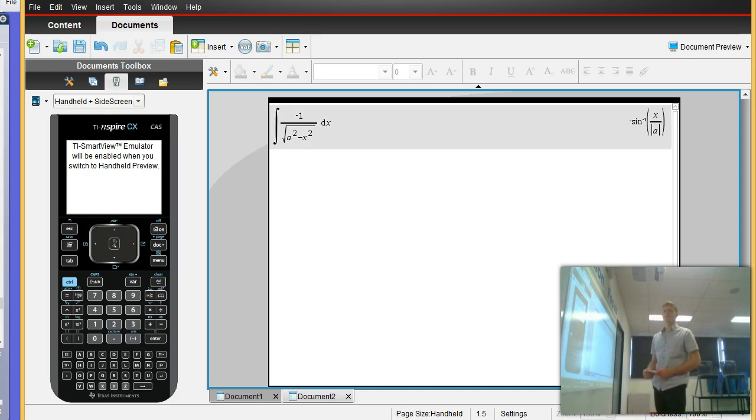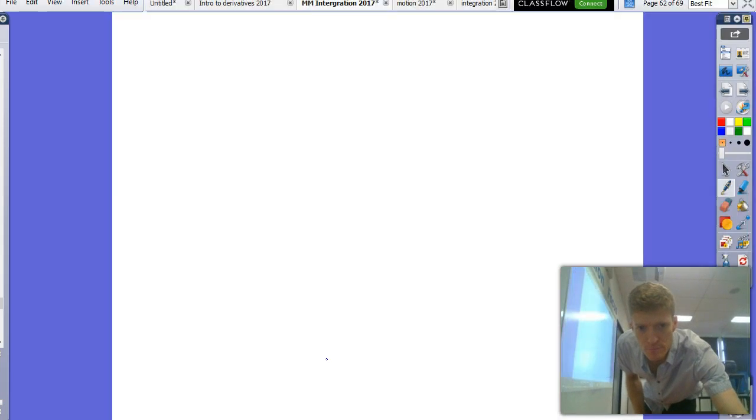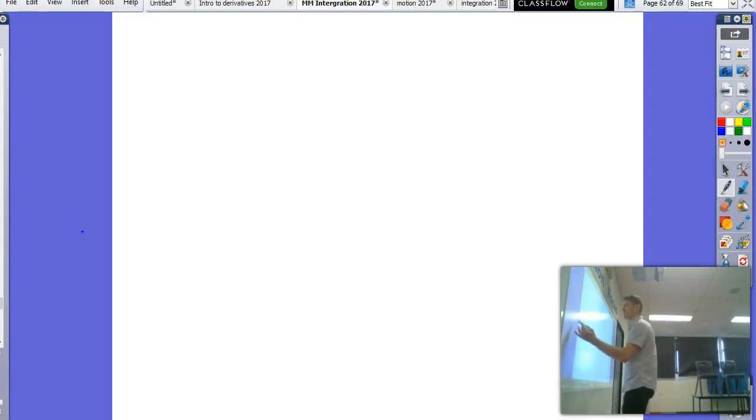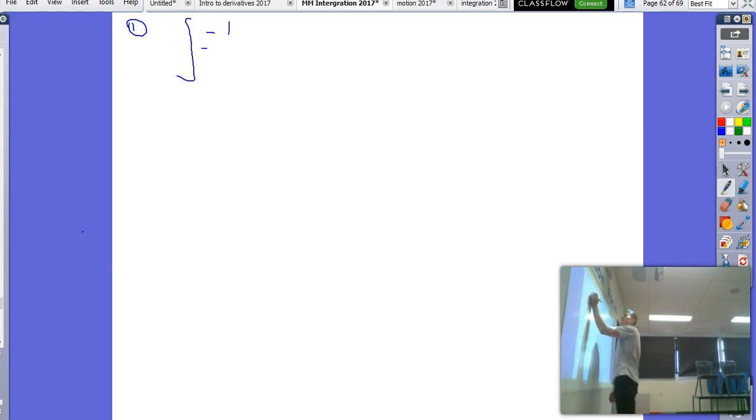So why does the CAS give us a negative inverse sine? Well, okay. Let's see if we can explore two ways in which we can show why that's correct. Now, the first one's an easy one. If we've got a negative of that same integral, like we did there, okay.